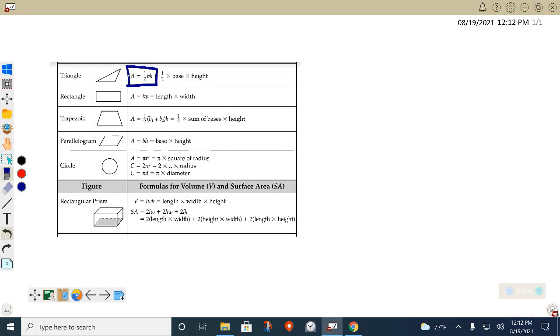We have the area formula for a triangle. We have the area formula for a rectangle. Trapezoid, parallelogram, circle. So area involves square units, the little squares that fill up a shape.